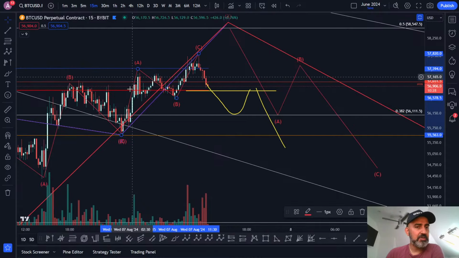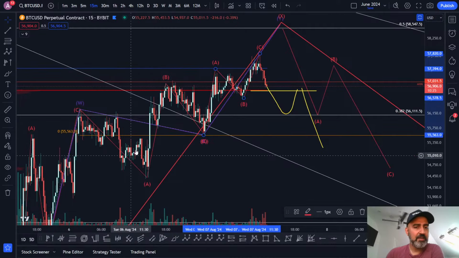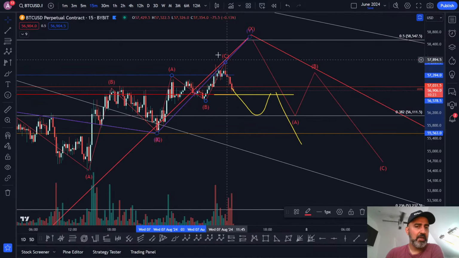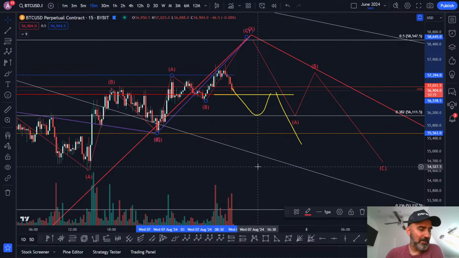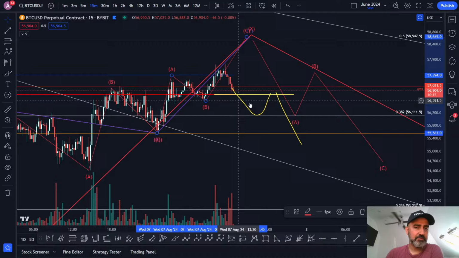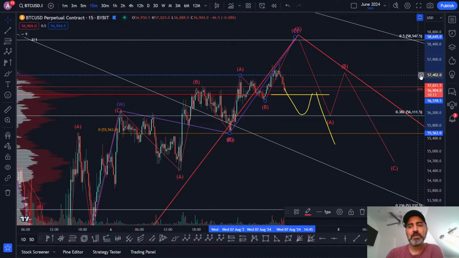This could make sense too. Do you see how the corrective waves are getting smaller and smaller and smaller? Usually what happens is you do get one final SFP push and then dump. And so that's what I'm thinking of at the moment. One final push and then dump.